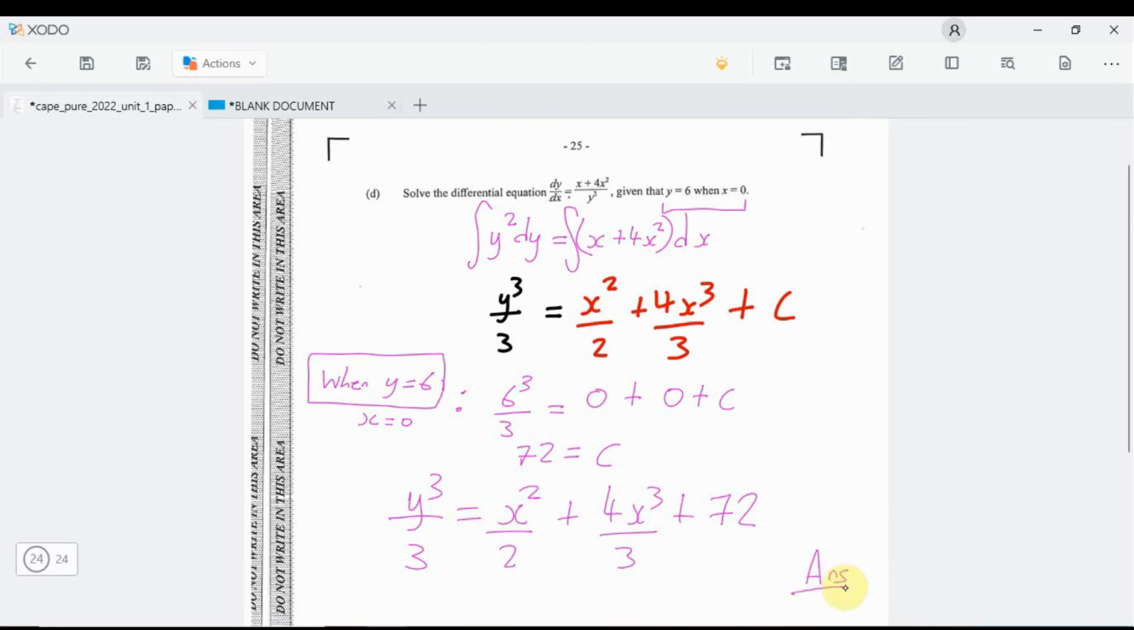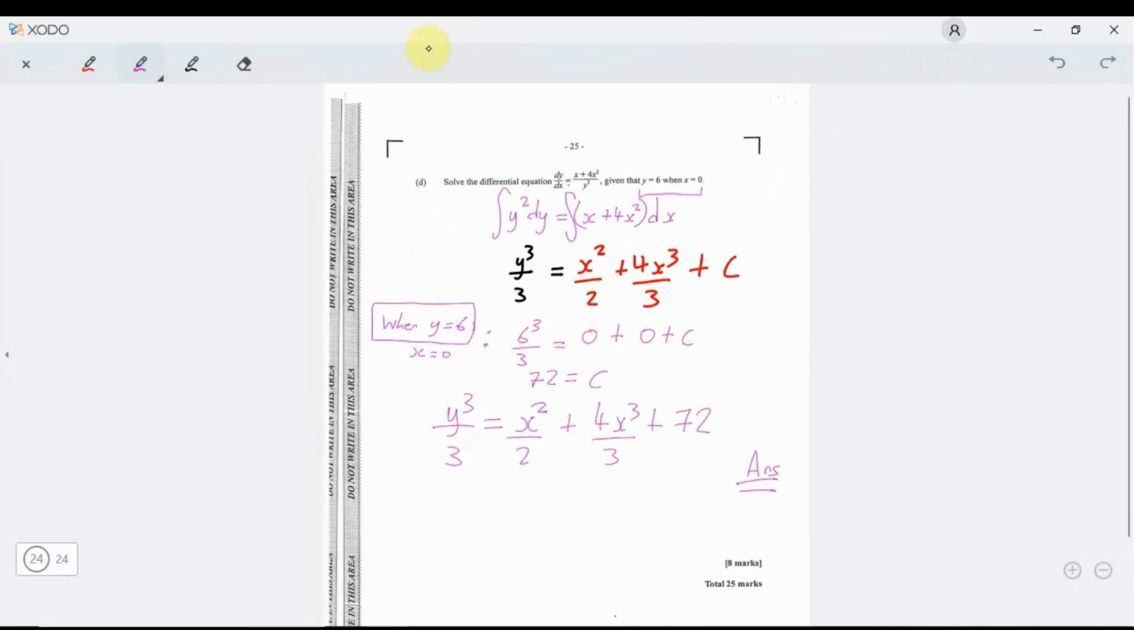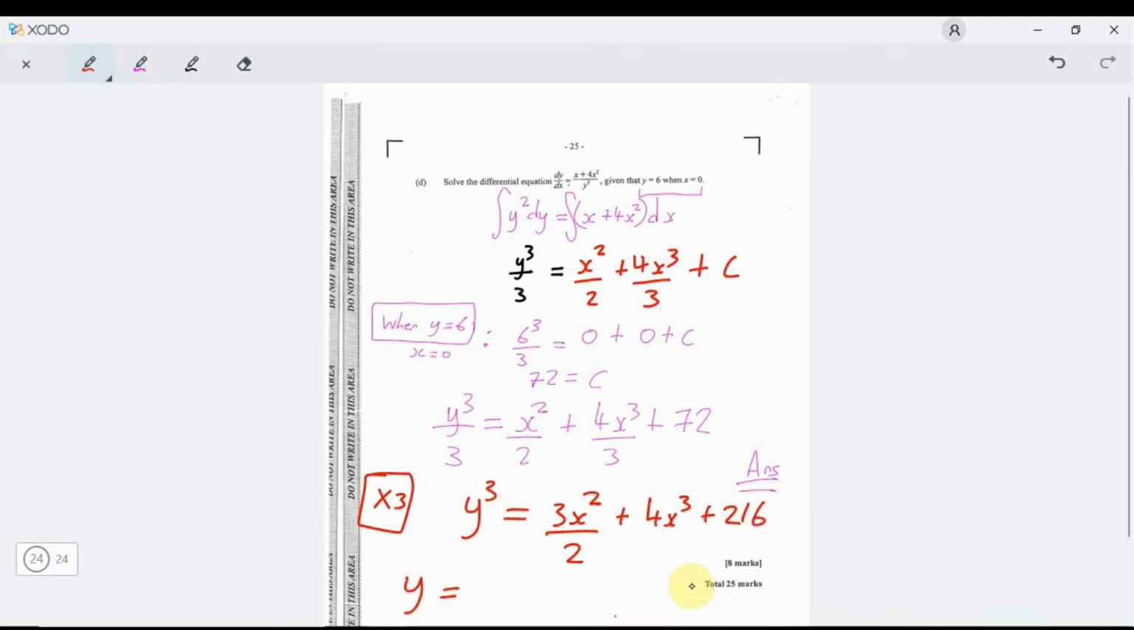They didn't say to make y the subject. You could, since it's 8 marks. I don't even see why this is 8 marks, but they decided to give us 8. So I guess just to get the full 8, multiply through by 3. So y cubed is equal to 3x squared over 2 plus 4x cubed plus 216. Then cube root both sides, so y is equal to the cube root of all of this. The only reason I'm doing this is because I see 8 marks and I cannot comprehend why this is worth 8, so I want to do everything to ensure that we get the full 8.